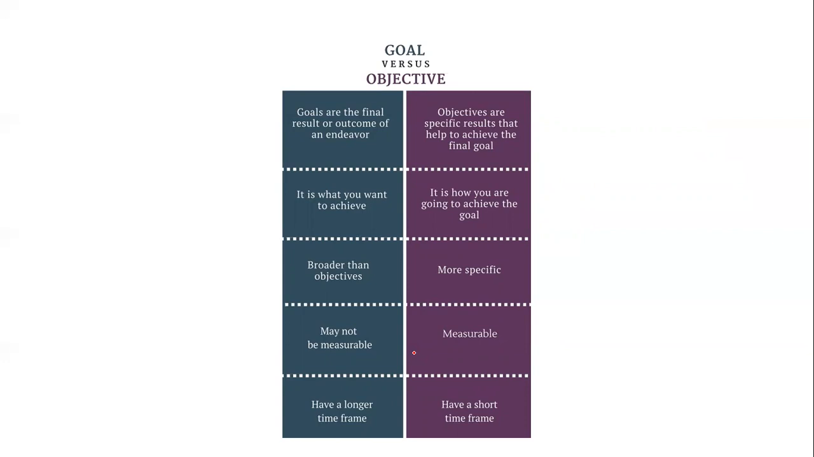Goals are broader than the objectives. Objectives are more specific. Goals are maybe not measurable, but objectives are measurable. Goals have a longer time frame, whereas objectives have a shorter time frame. You should know this, because again, a statement question can create a problem. That's the reason you should know this very clearly.